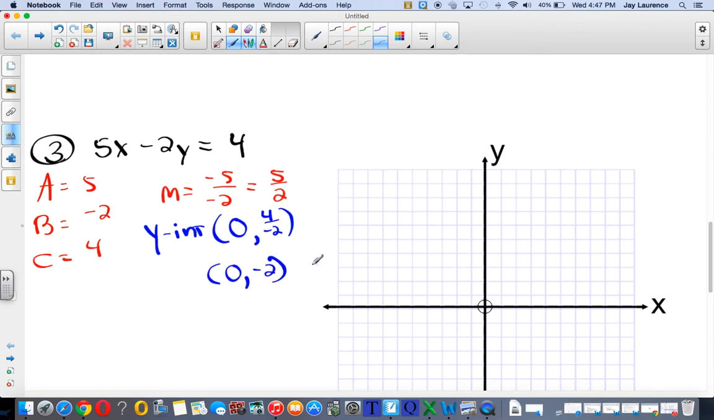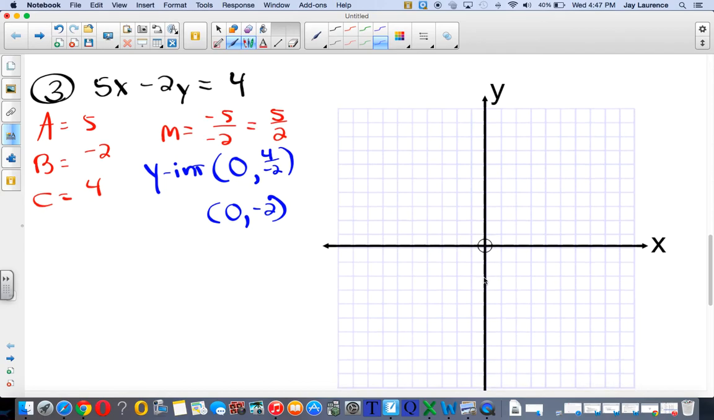So to graph this, I'm going to plot 0, -2. You can stop moving now, thank you. And then I'm going to rise 5 and run 2. I'm going to go down 5 and back 2. And there you go.